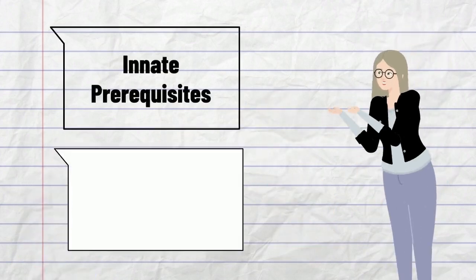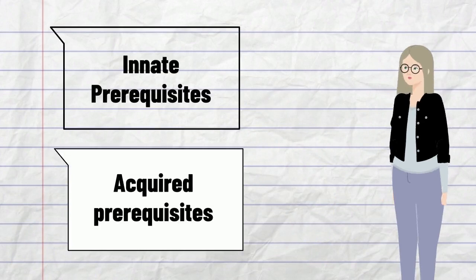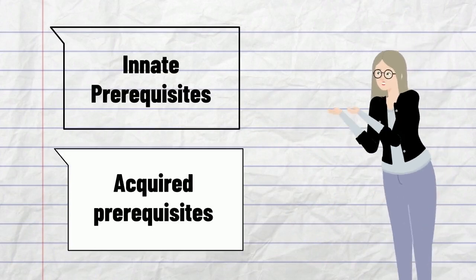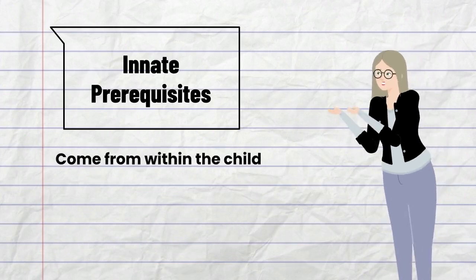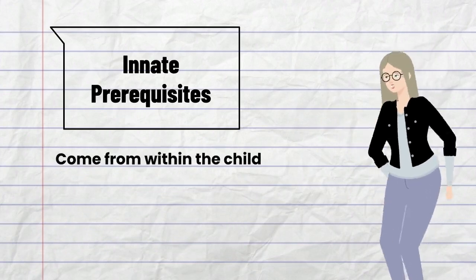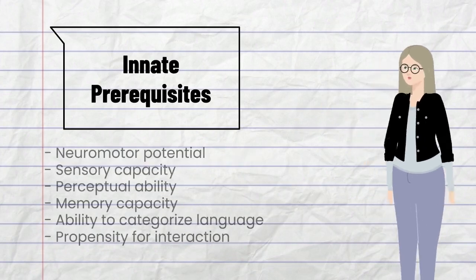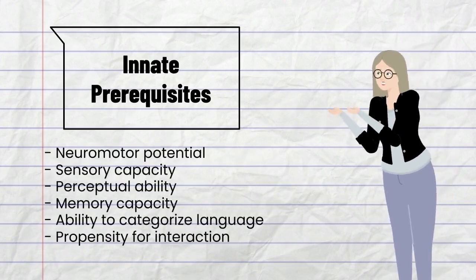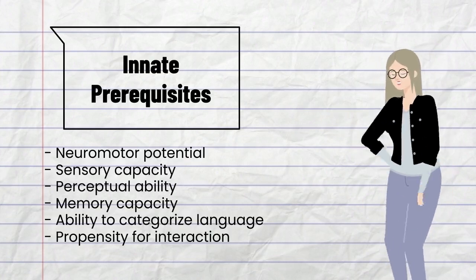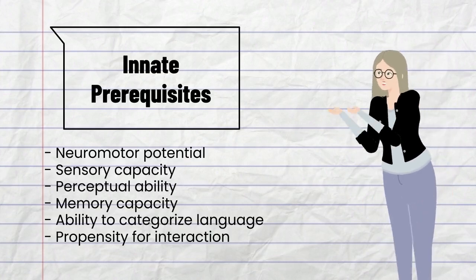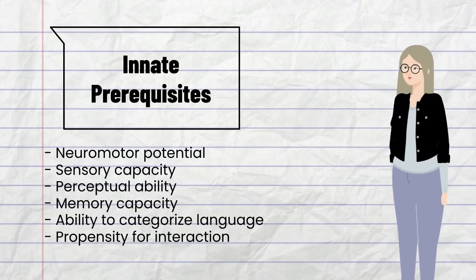There are innate and acquired prerequisites that affect language development. Innate prerequisites come from within the child, which the parent has no control over. These are the neuromotor potential, the sensory capacity, the perceptual ability, the memory capacity, the ability to categorize language, and the propensity for interaction.